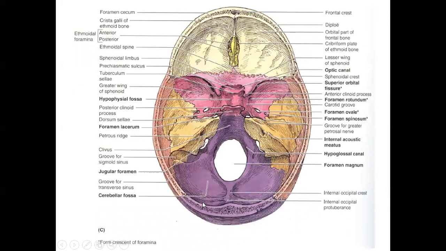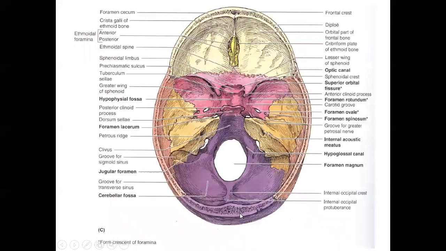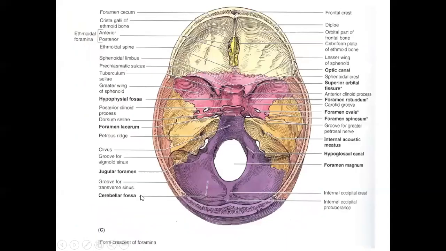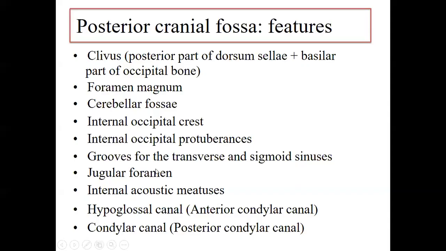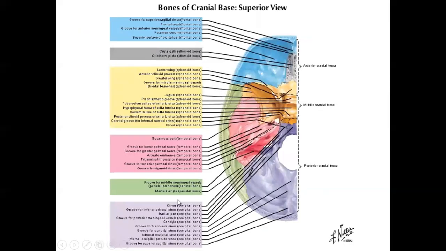This is more clear. This is the groove for the transverse sinus, and this is the groove for the sigmoid sinus. If you see here, this is the groove for the transverse sinus, and more clearly, this is the groove for the sigmoid sinus.